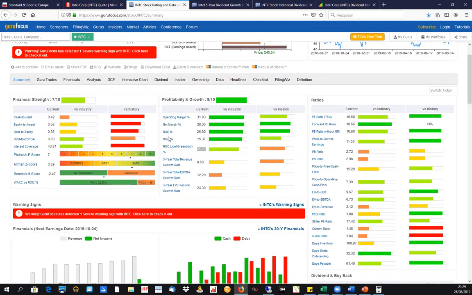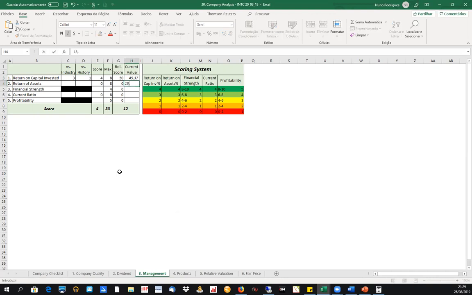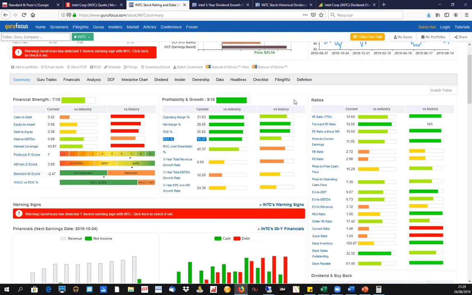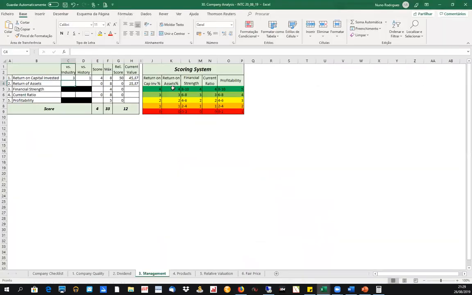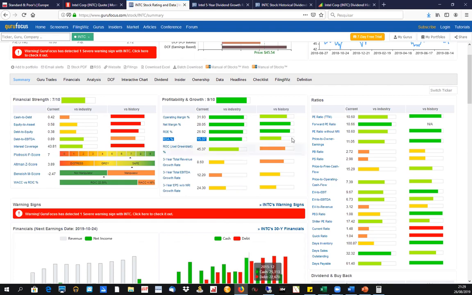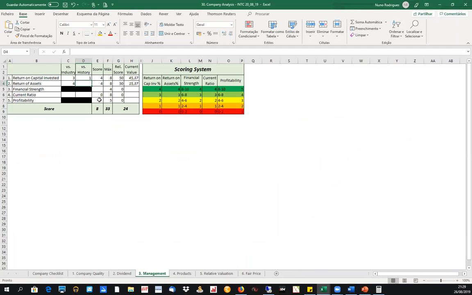Now let's take a look at the return on assets, 15.37. What is the color scheme? Versus industry, it's dark green, so it's a 4. And we have a light green versus its history. Light green will be a 3, okay?